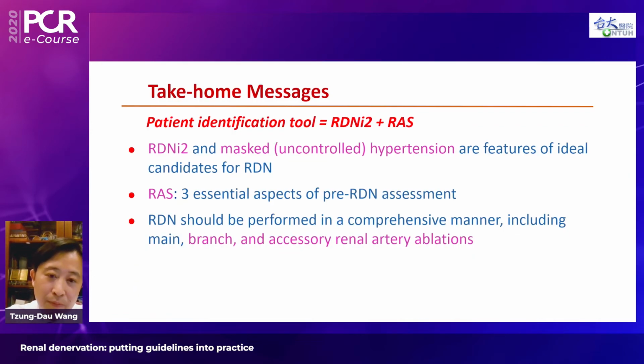So in conclusion, in my part, I introduced the patient identification tool that could be separated into the RDNI2 and RAS. RDNI2 is for the 5 key features of candidates, and the RAS means the pre-RDN assessment, 3 key components. Blood pressure profile, the masked hypertension, is the blood pressure profile. 24 hours is very important. And finally, we emphasize the importance of comprehensive ablation, including both main, branch, and accessory renal artery. I hope you enjoy it. Thank you.